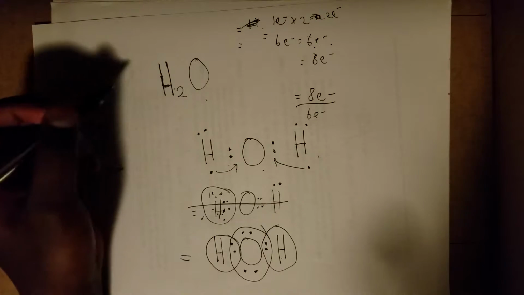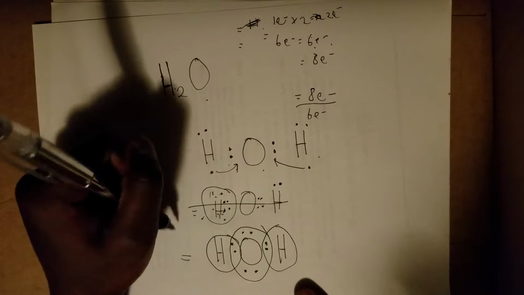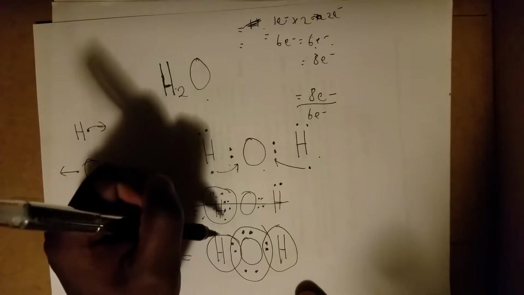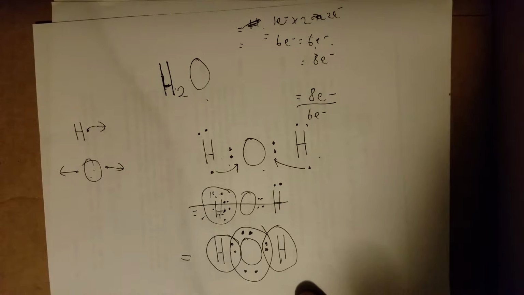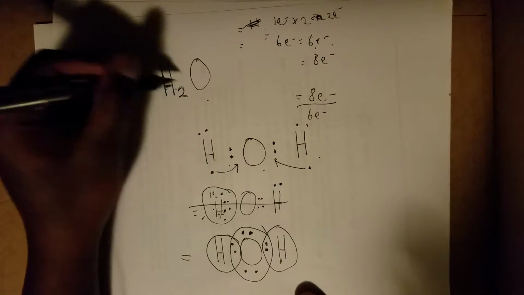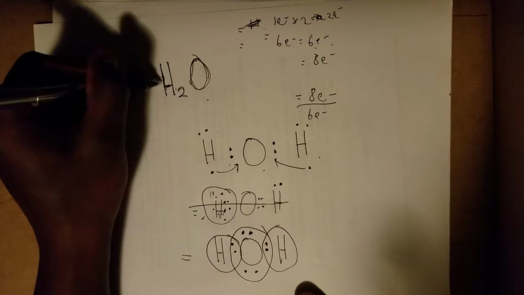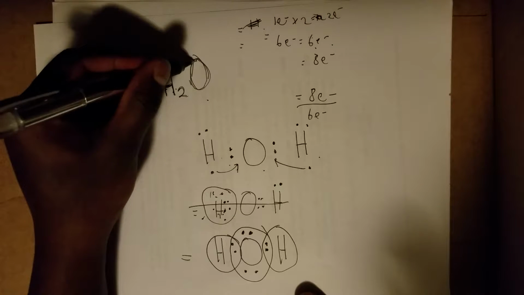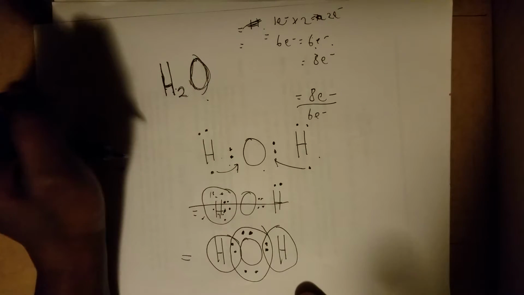So with hydrogen covalent bonding, a lot of different bonding can take place. Usually they would give you the compound and ask you to write the name, so this is hydrogen oxide, H2O.